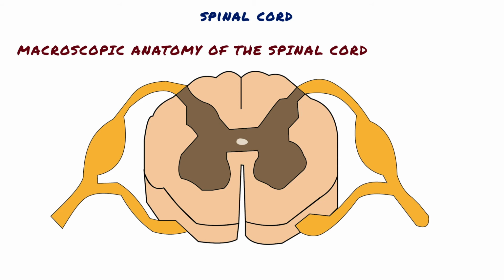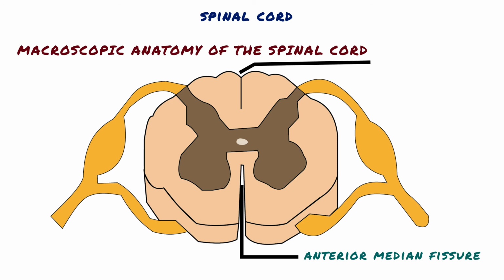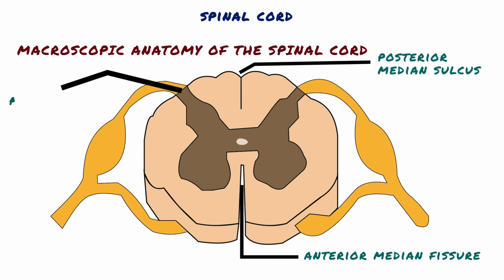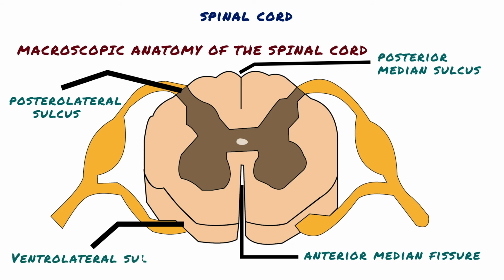There is a deep longitudinal fissure on the midline, which is called anterior median fissure. There is a sulcus on the posterior surface, which is called posterior median sulcus. Dorsal rootlet's entry point is called posterolateral sulcus. Ventral rootlet's exit point is called ventrolateral sulcus.